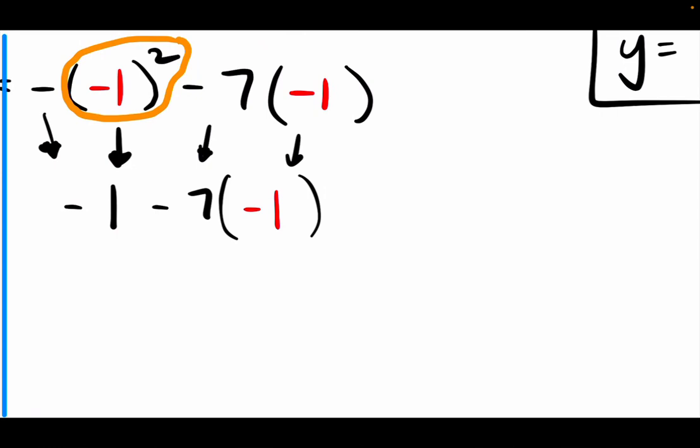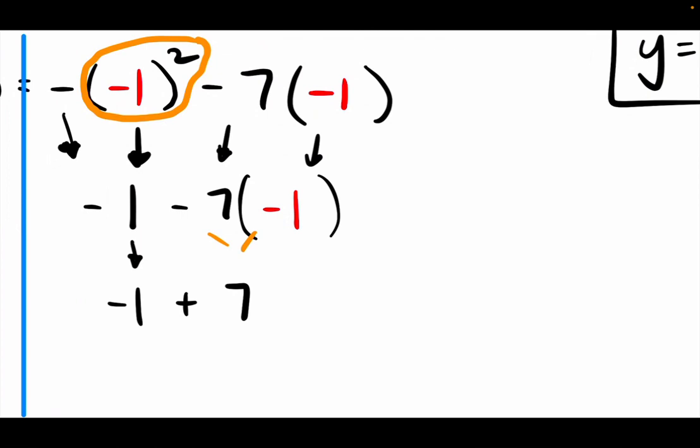No more exponents. Do we have any multiplication or division? Yes, we do. Negative 7 times negative 1. What is negative 7 times negative 1? Positive 7. Bring down everything we haven't used. Now we just have addition. Negative 1 plus 7? Positive 6.